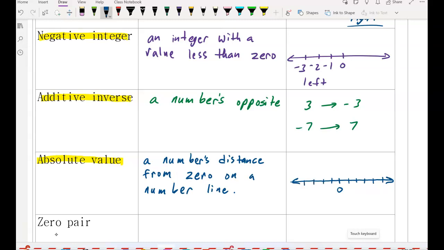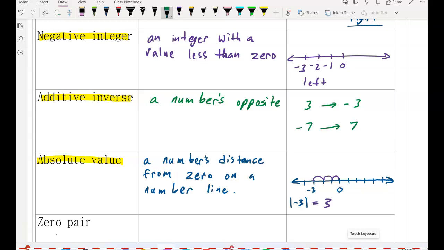Okay, so absolute value, first of all, looks like this. When you talk about the absolute value of negative 3, you put those bars around it. Those are absolute value bars. Now, where is negative 3? Well, there's negative 1, negative 2, negative 3. It's right here. And how far is negative 3 from 0? Well, it's 1, 2, 3 units from 0. So the absolute value of negative 3 is 3.